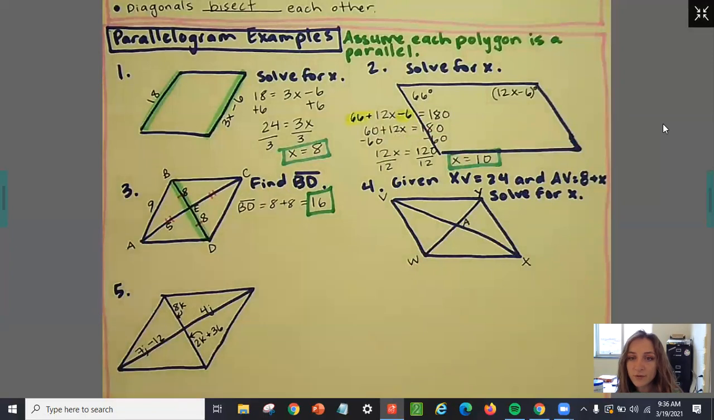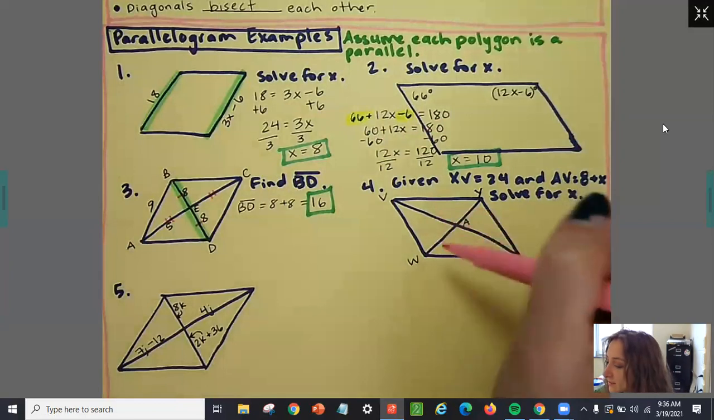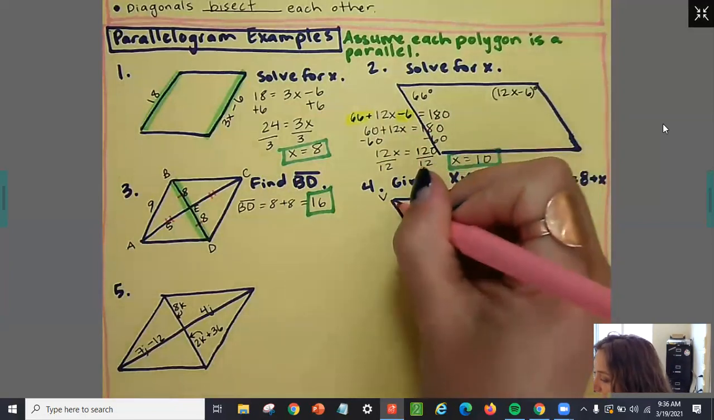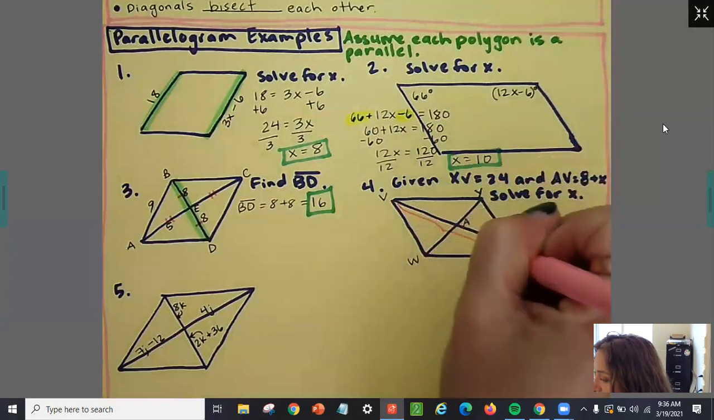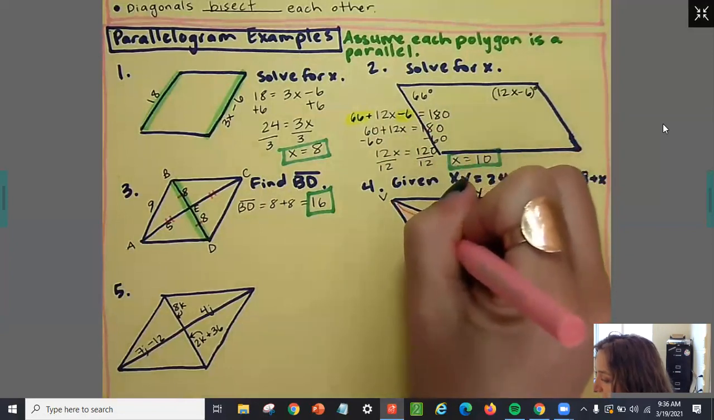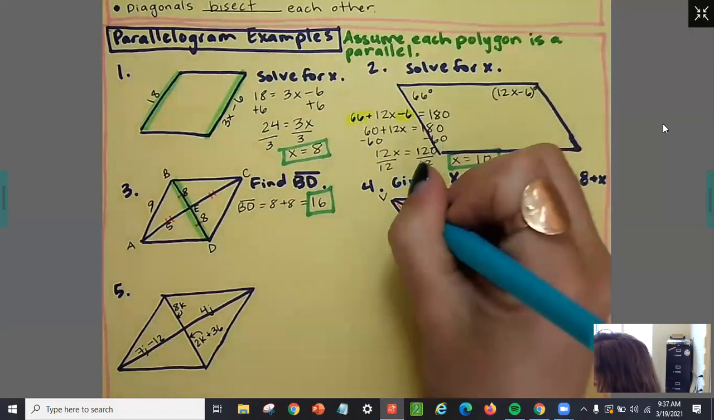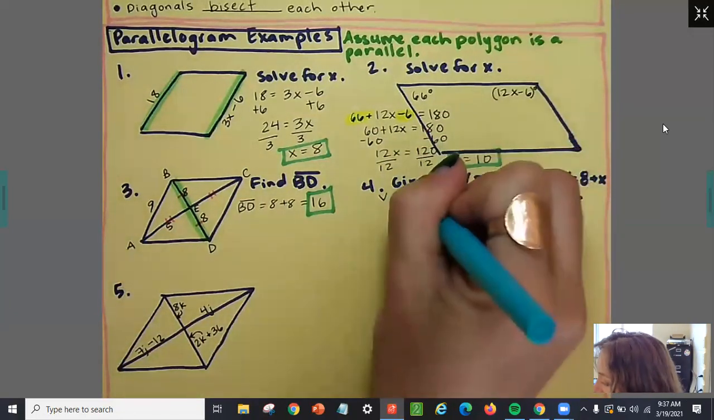Okay, so let's try out number 4. And this one we have to use a little bit of just trying to figure out what things are first. So we know that XV is 24, so we need to find XV, that's this entire thing right here. So XV is 24. And we know that AV is 8 plus x. Okay, so let's say that this is 8 plus x.